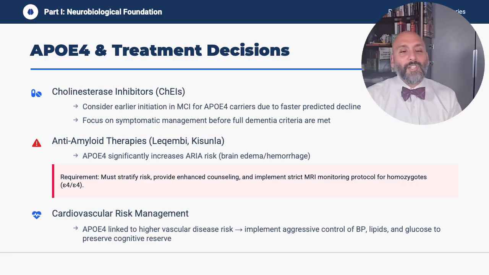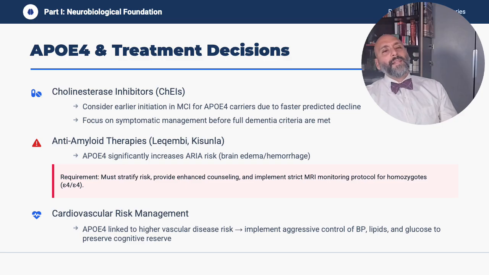Now, patients that undergo this treatment are going to need frequent MRI scans. It's required, especially for high-risk patients. And APOE4 doesn't automatically rule out the drugs, but it does raise the bar for monitoring and informed consent.